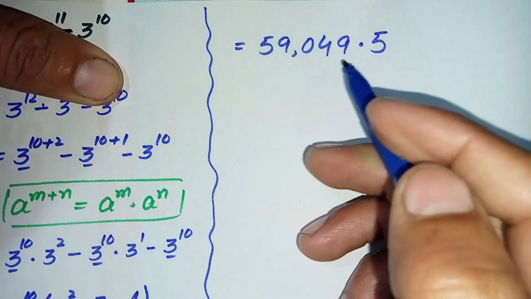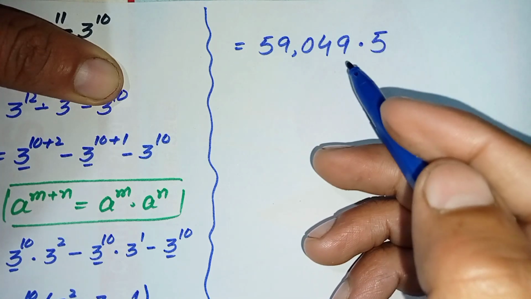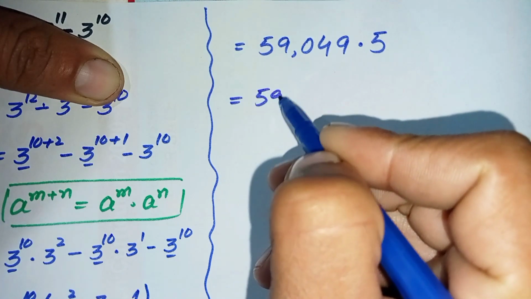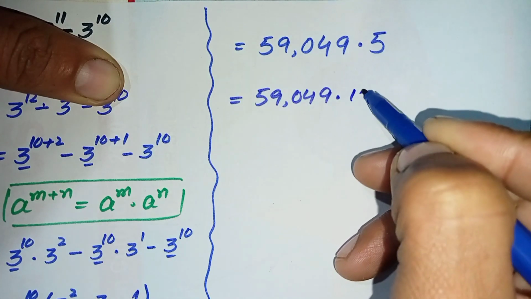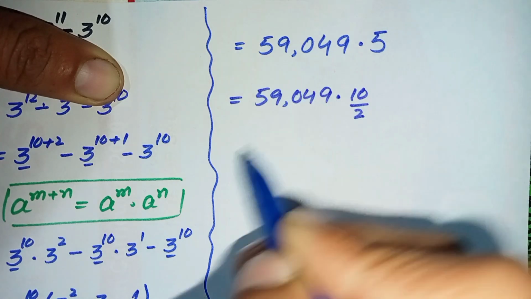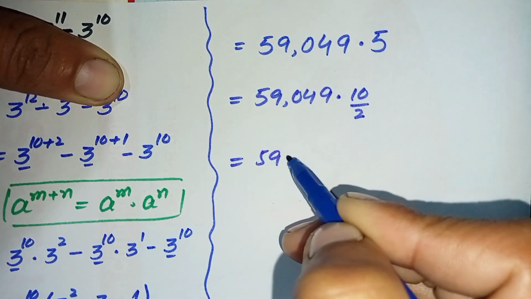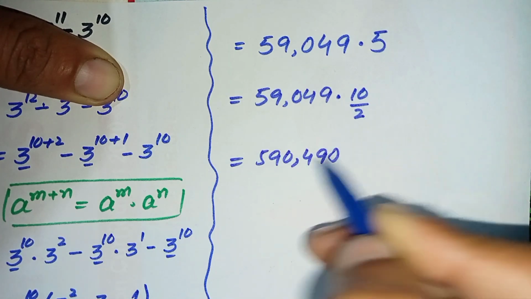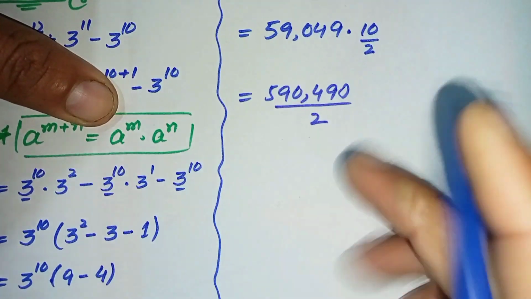Now here we need to multiply these two numbers. So again we can multiply these two numbers by ordinary multiplication. But here I will use another trick to multiply these two numbers. That is very simple. We will write 59,049 as the same, and we can write 5 as 10 divided by 2. So here I will first multiply this 10 with this number. So by multiplying 10 with this number we will get 590,490 and we will write this 2 in the denominator.